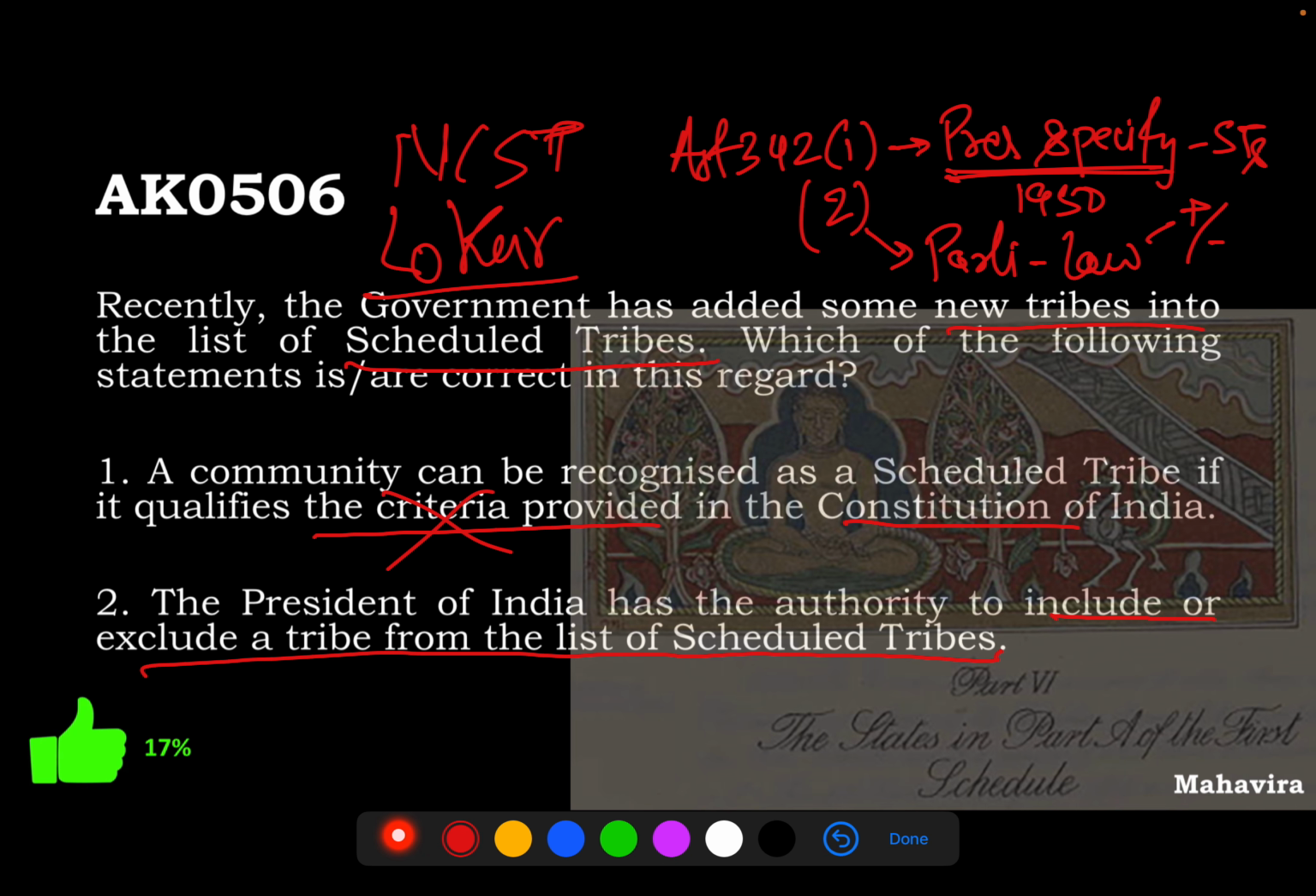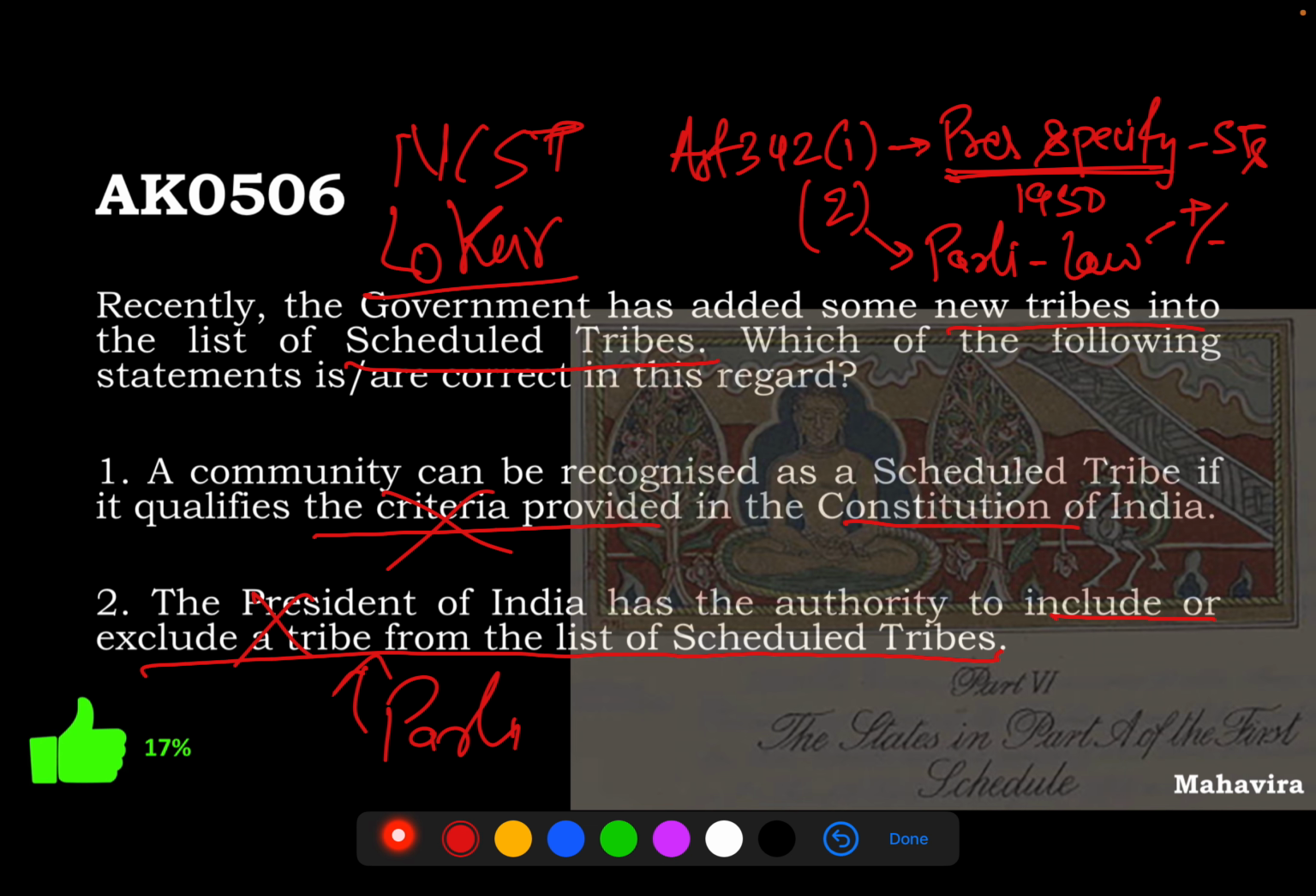Now that could have been correct if it was 1950, because President of India had that power to make the notification the first time. But today, if it has to be done, it is a power only that belongs to Parliament. So even the second statement is wrong. So both of these are wrong.